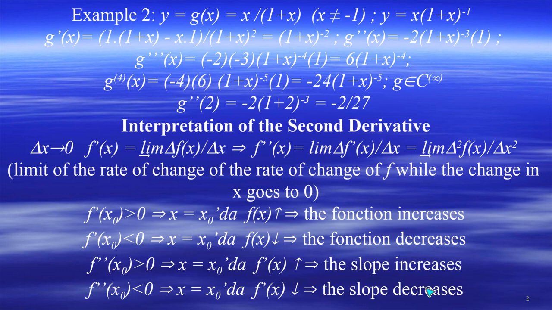But what does it mean? Increase or decrease is in algebraic terms. A positive thing increases when it becomes more positive. A positive thing decreases when it becomes less positive and passes to negative. A negative thing increases when it becomes less negative, when it goes towards zero. And a negative quantity decreases when it becomes more negative.